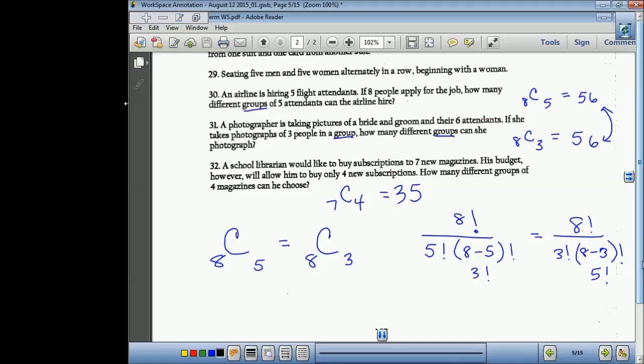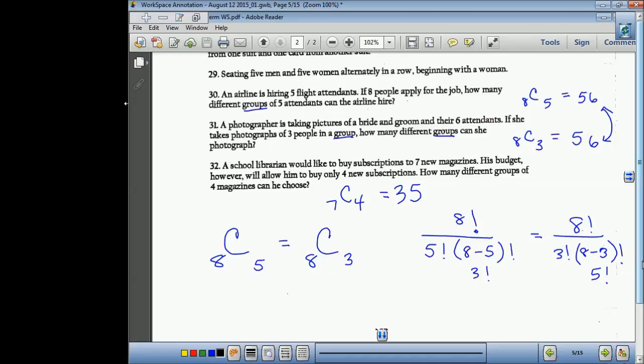Okay, wasn't it cool that 30 and 31 had the same answer? What? They do. The combinations of 8 choose 5 is equivalent to the combinations of 8 choose 3. Let's look at it mathematically. The combinations of 8 choose 5. It's 8 factorial over 5 factorial times 8 minus 5.